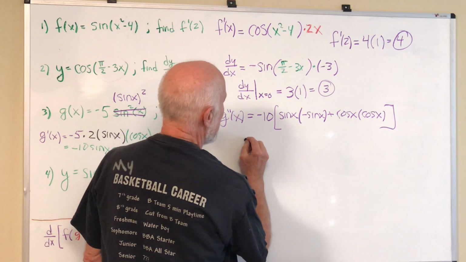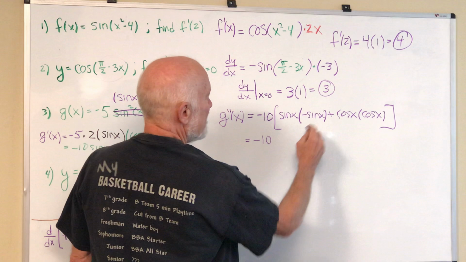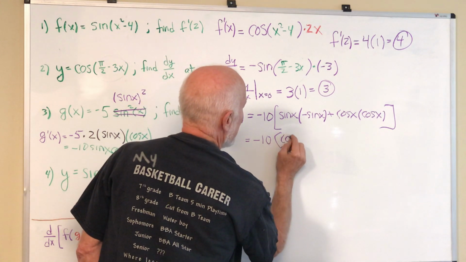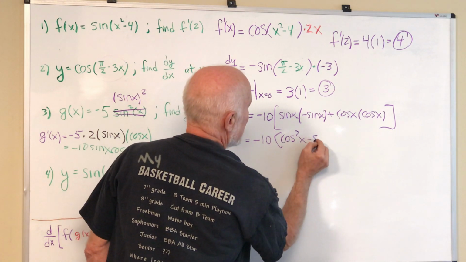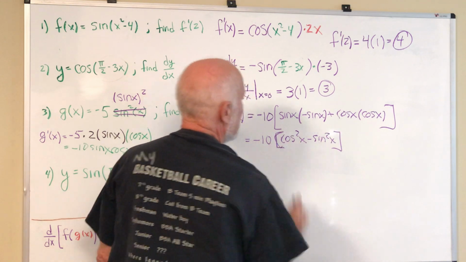To make it look a little bit nicer, you'd probably want to say cosine squared of x minus sine squared of x. That would just make it look a little bit nicer.